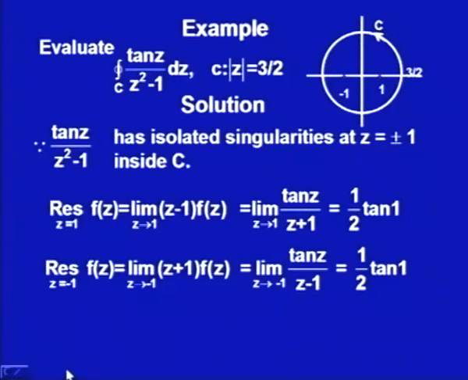Now, using the residue theorem, the integral of tan z upon z square minus 1 along this contour C, where C is the circle mod z equal to 3 by 2, would be 2 pi i into 1 by 2 tan 1 plus 1 by 2 tan 1, that is, tan 1. You might have come across this kind of function, which is much harder if you apply some other way of integration. It is very simple, as we have got over here. Let us try some more interesting kinds of examples.